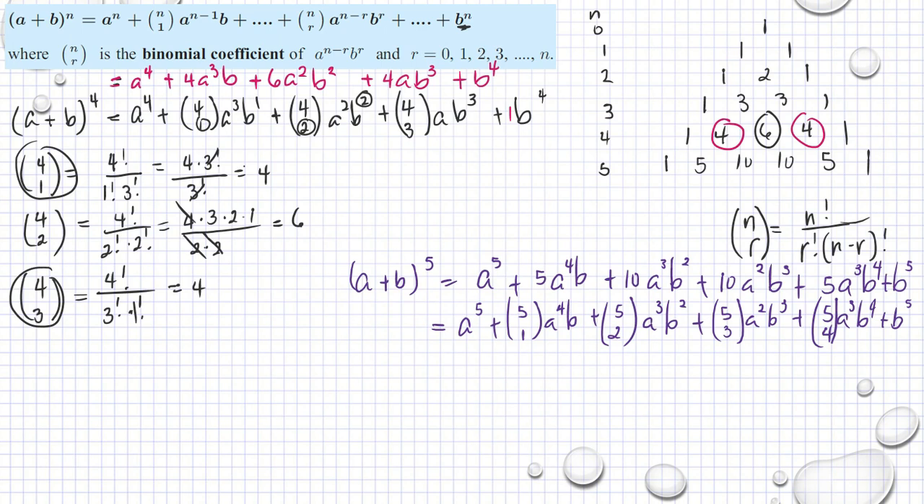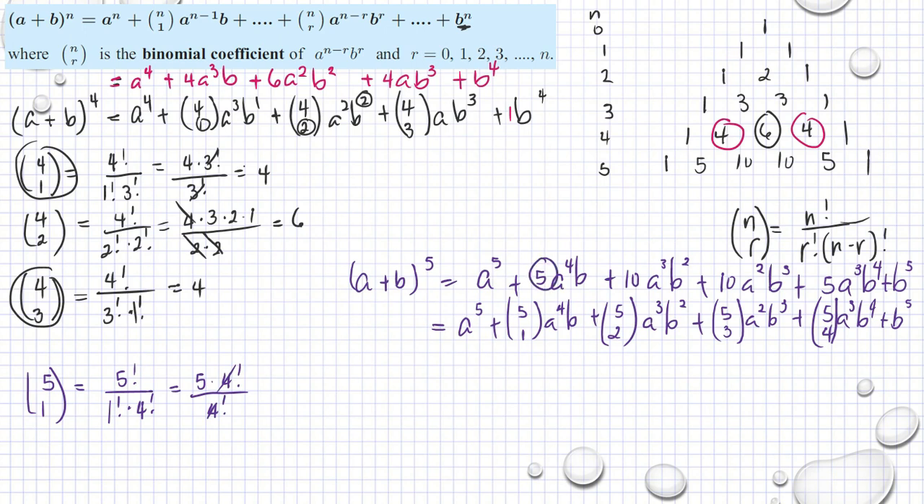And then we have 5 taken 1. That is equal to 5 factorial divided by 1 factorial multiplied by 4 factorial, the difference. And then we have 5 times 4 factorial divided by 4 factorial. There we go.